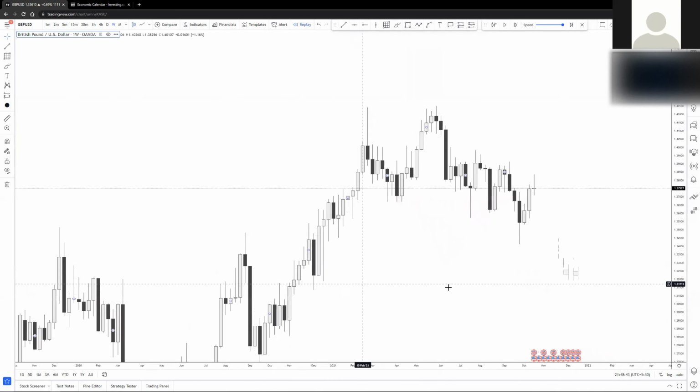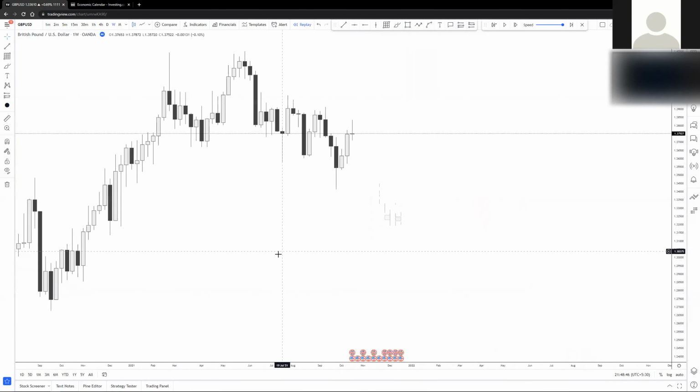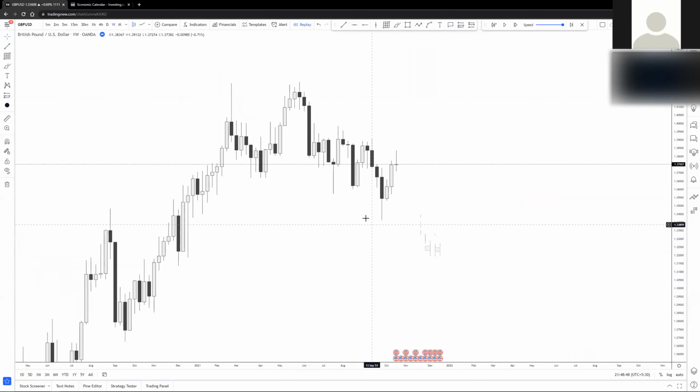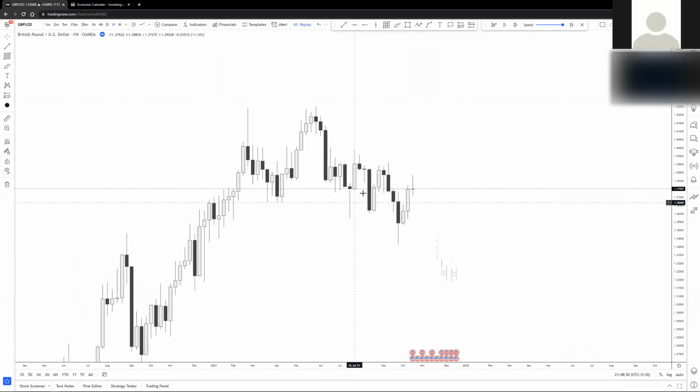Now, on the weekly, what do I want to see? All I want to see is, what is the major breakout structure on the weekly? It's bearish, right? Yeah. It's a bearish breakout structure now.